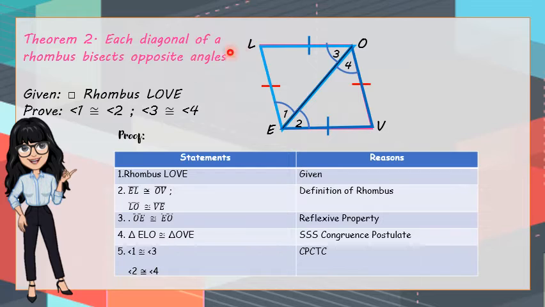And likewise, if we draw here our diagonal LV, then it will be dividing our opposite angles as well. Our opposite angles by that will be OLE and OVE. If we draw here a diagonal, it will be dividing OLE into two congruent angles and OVE into two congruent angles. So that is our theorem number 2 for rhombus.